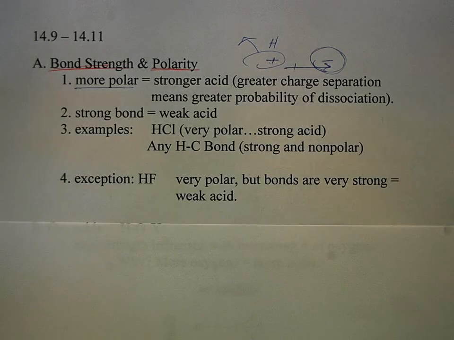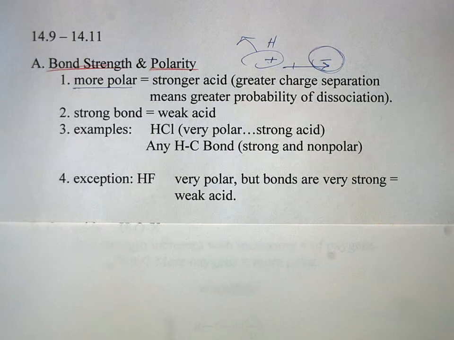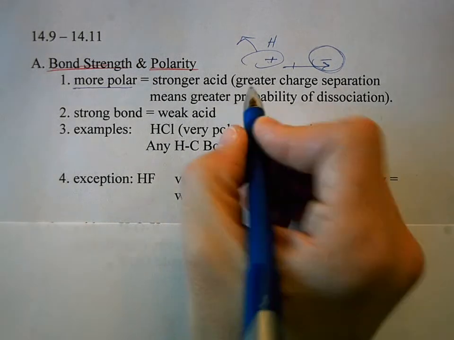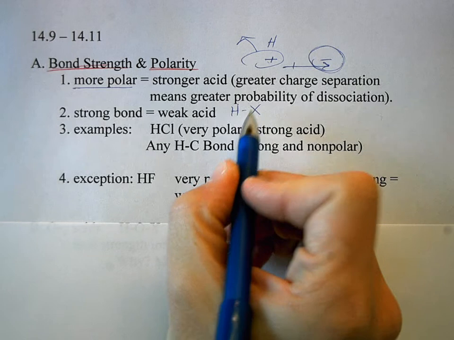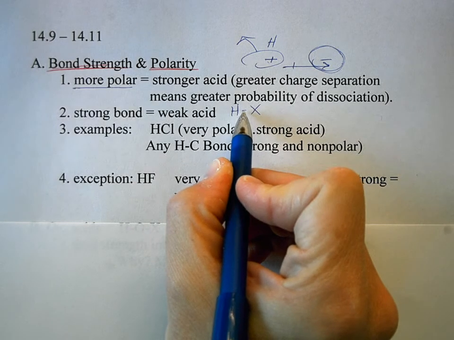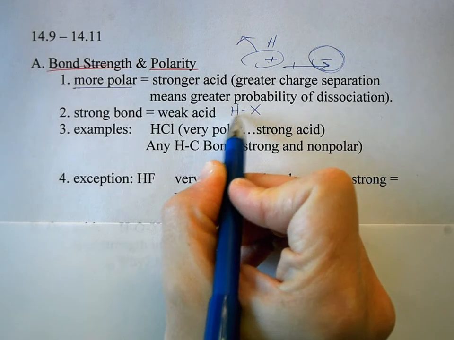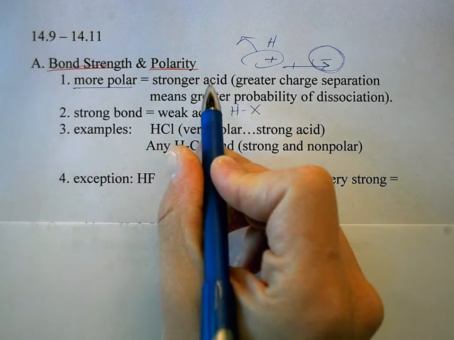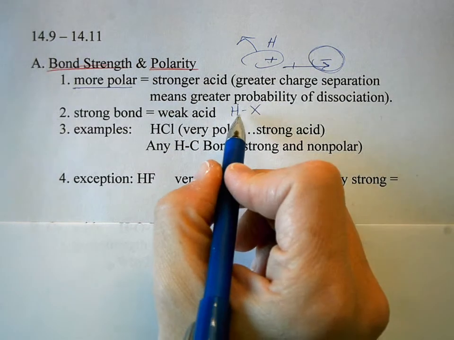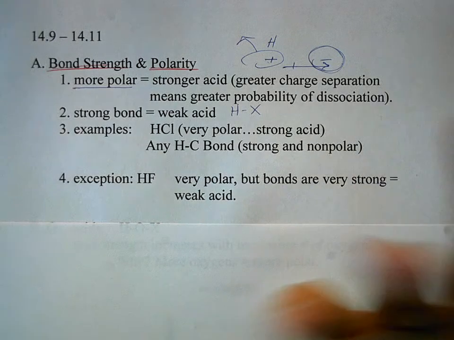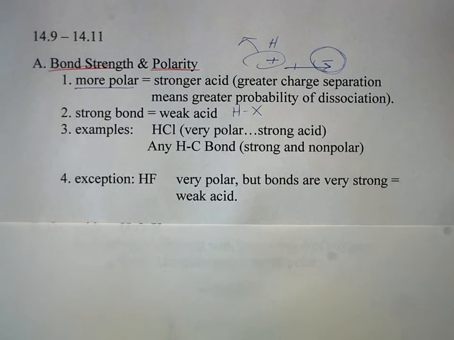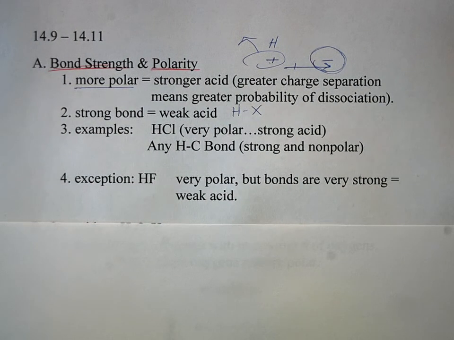Molecules with strong bonds are generally weak acids, because if there's a strong bond holding the hydrogen to X, whatever X is, then it's not as easy for that bond to break off. So there won't be as much dissociation, and it's a very weak acid because you don't have as many hydrogen ions dissociating in solution.